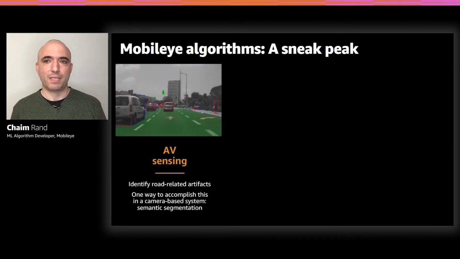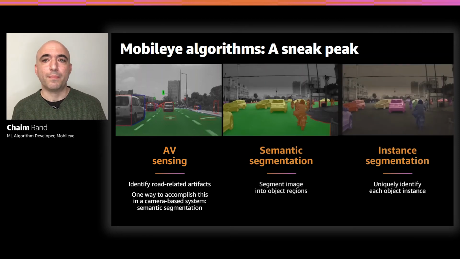Let me give you a small taste of the kind of stuff our algorithm developers work on. A key component of autonomous vehicle systems is the ability to identify road-related artifacts in its surroundings, including vehicles, pedestrians, bicycles, and more. We refer to this capability as autonomous vehicle sensing technology. One way to do this in a system based on standard RGB cameras is by segmenting each incoming frame into object regions in a process known as semantic segmentation. Each pixel is tagged with a label indicating whether it is part of the road, part of a car, part of a pedestrian, and so on.